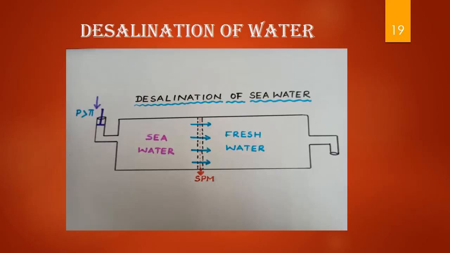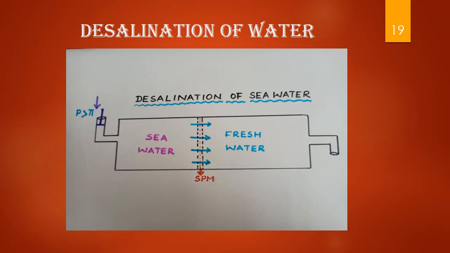Take the case of desalination of water. What do you understand by desalination? Removing salt from seawater. In desalination, we are taking the seawater and separating it from fresh water using a semi-permeable membrane. So, the experimental setup where you are doing desalination consists of a compartment which is divided by a semi-permeable membrane. Usually the semi-permeable membrane is coated with cellulose acetate.